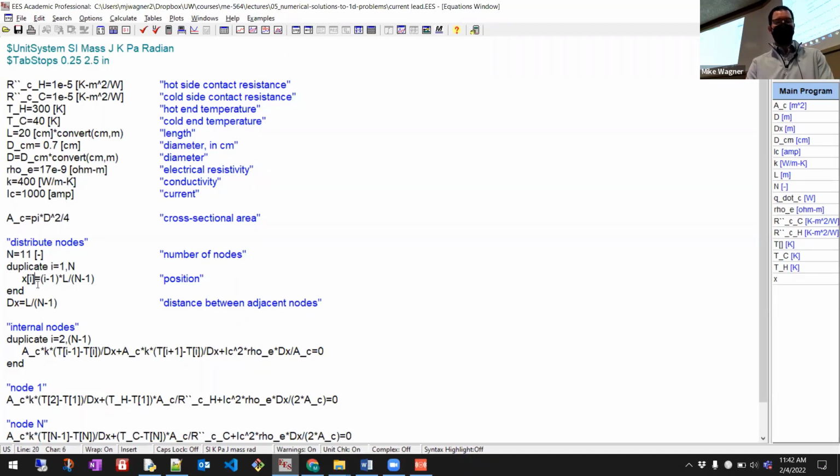Okay, so duplicate that. This sets up our domain for x. Here we compute the dx length. And then the first thing we did was internal nodes, right?